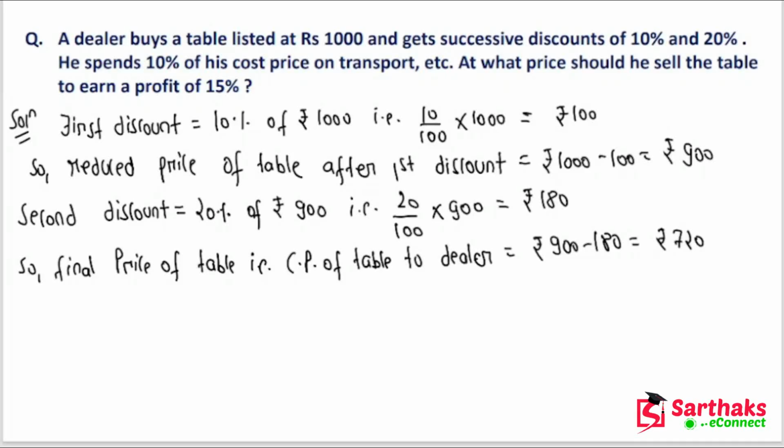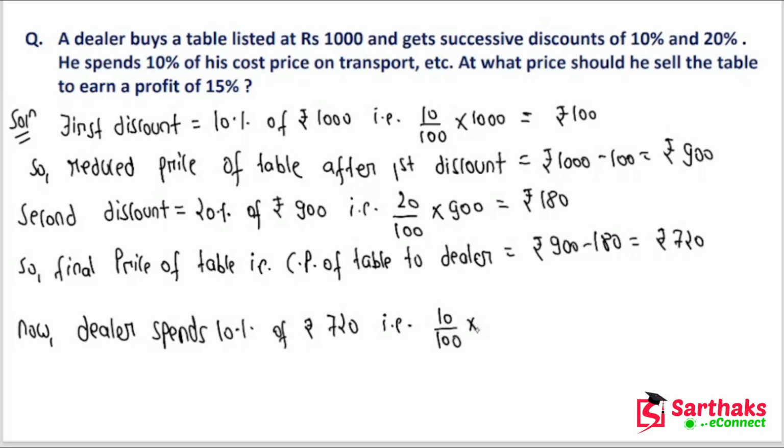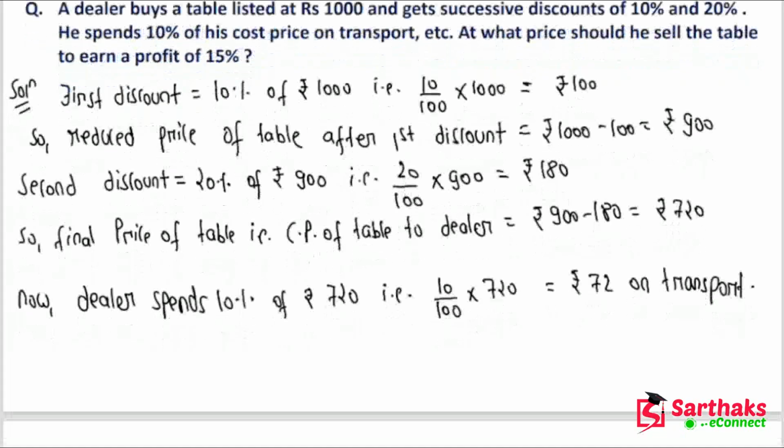After getting the discounts, the dealer spends 10% of this cost price on transport, etc. So what is 10% of 720? Obviously ₹72. The dealer spends 10% of ₹720, that is 10 upon 100 of 720, which is ₹72 on transport. So we'll find the actual price at which the dealer has purchased the table, which will be the cost price plus this transport price.